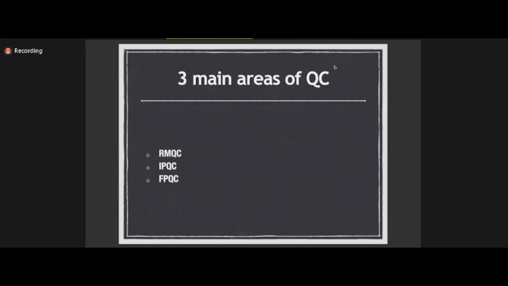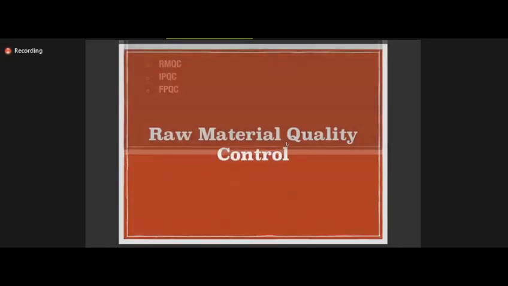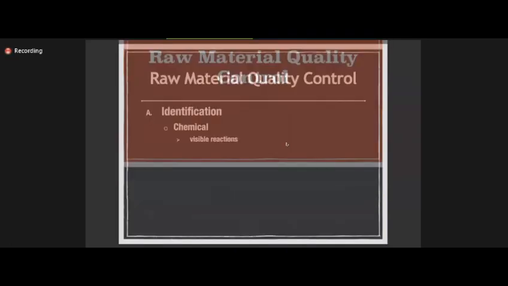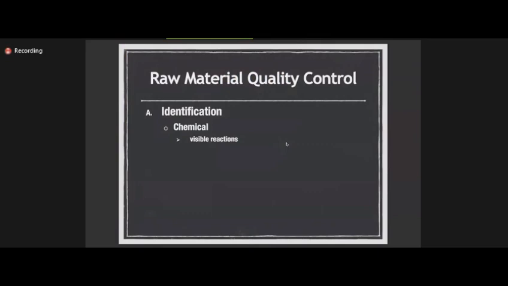And there is an additional one there, but it's not so major. You have your packaging material quality control. So it's like an additional. Okay, so let's start with RMQC. For our RMQC, in order for us to have a good product, we have to have good raw materials, good starting materials, no.